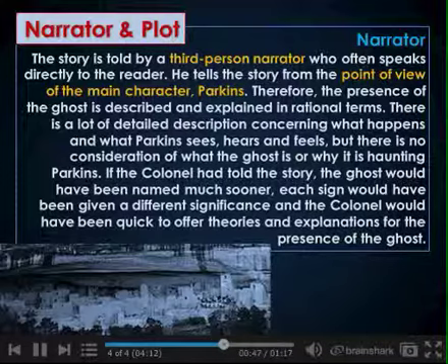If the colonel had told the story, think. The ghost would have been named much sooner. Each sign would have been given a different significance, and the colonel would have been quick to offer theories and explanations for the presence of the ghost.